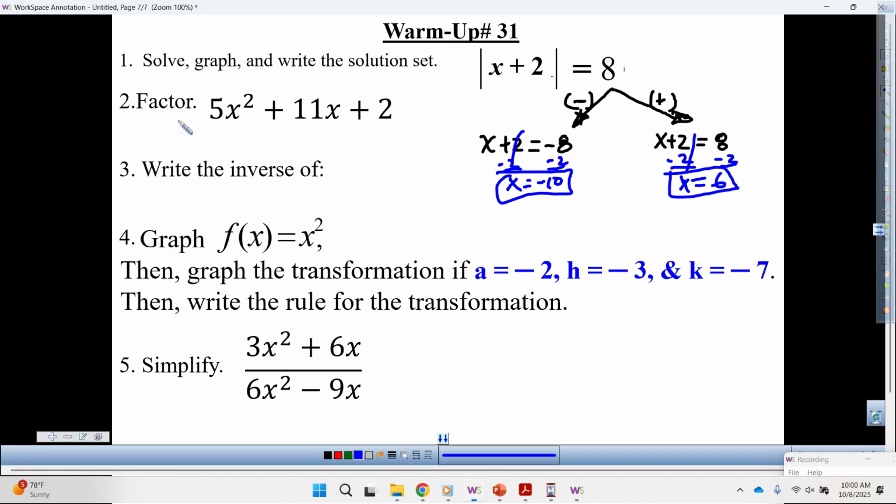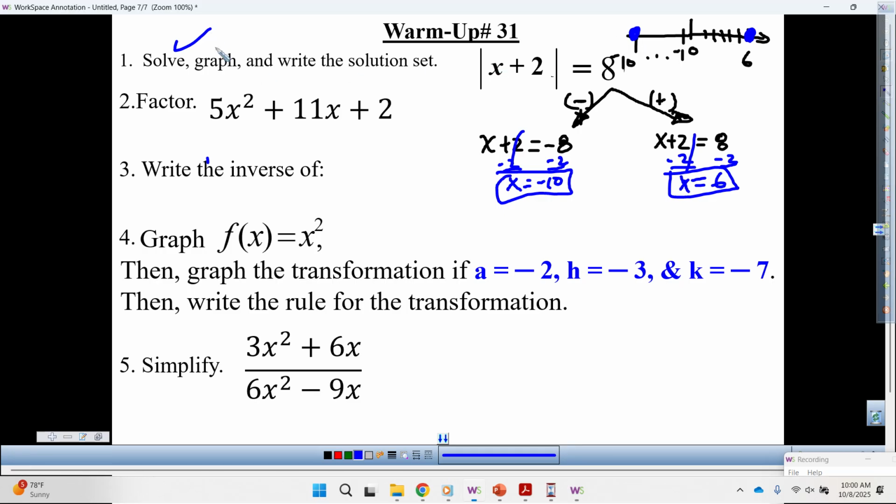All right, did we solve? Yes. Next, it says to graph. Here's your number line. 0, 1, 2, 3, 4, 5, 6, and negative 1, dot, dot, dot, negative 10. So how do we plot our solutions? 6 and negative 10. And that's it. That's how we graph absolute value equation solutions.